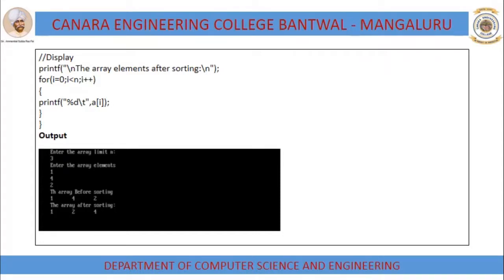Now for i equal to 0, i less than n, i plus plus. So i can run from 0, 1, 2. In printf I have given percentage d and backslash t, so a of 0, a of 1, a of 2. The contents 1, 4 and 2 will be displayed. This is the closing of the main function. You can check the output over here. Execute the program and then check the output.